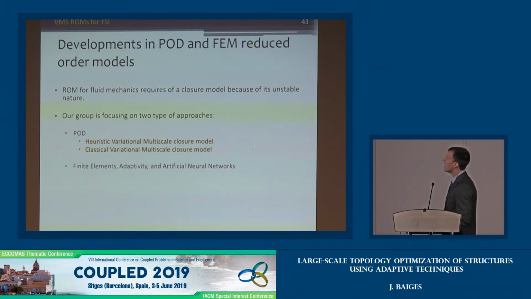Okay? In both of these approaches, we have realized that a very important point when you try to apply these reduced order models to fluid mechanics problems is that we need to take into account a closure model, because the nature of the problem is highly unstable, and if we do not take into account a stabilization or closure model, the reduced order model is not going to perform properly.